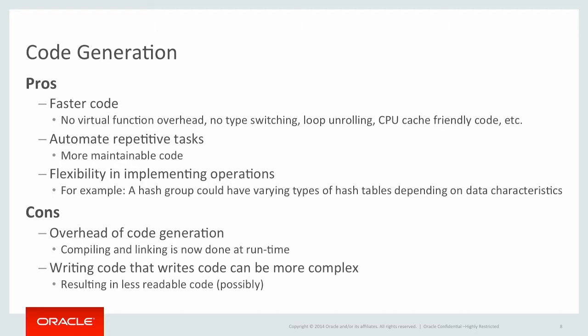You can do fancy things like loop unrolling, and typically it would result in code that's smaller, more compact, not jumping all over the place, which means that it is much more CPU cache friendly. The inner loops would most likely fit into the instruction cache. The entire evaluation may fit into the L1 cache. It would automate repetitive tasks, which means you would basically end up with more maintainable code.